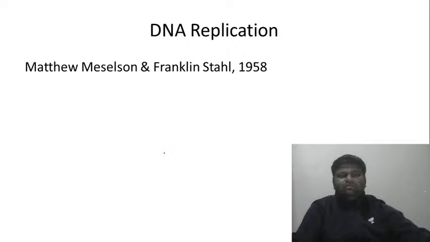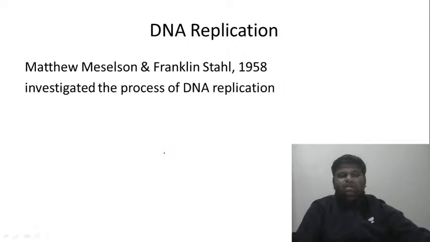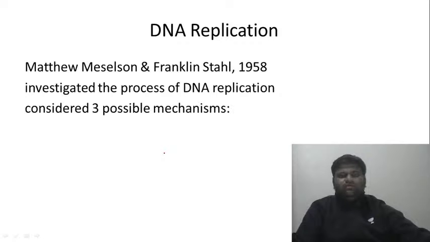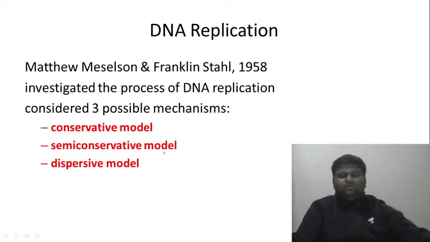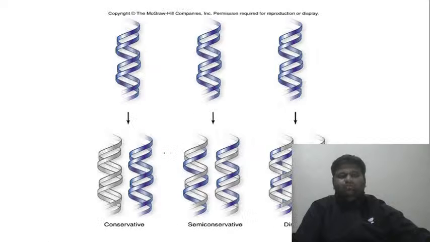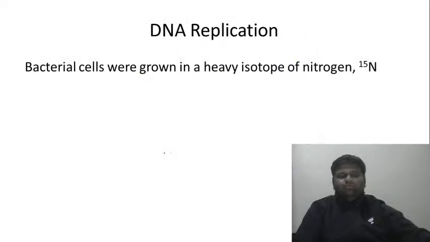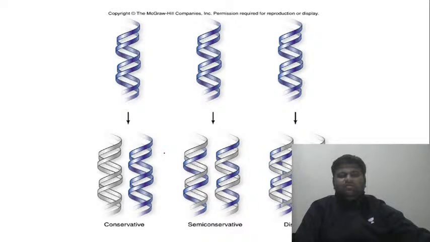Then came Meselson and Stahl in 1958. They investigated the process of DNA replication and considered three possible mechanisms: the conservative model, the semi-conservative model, and the dispersive model. DNA replication is a semi-conservative mode of replication.